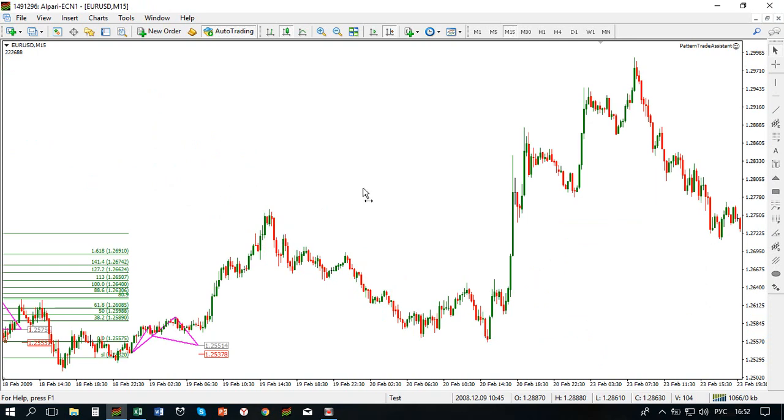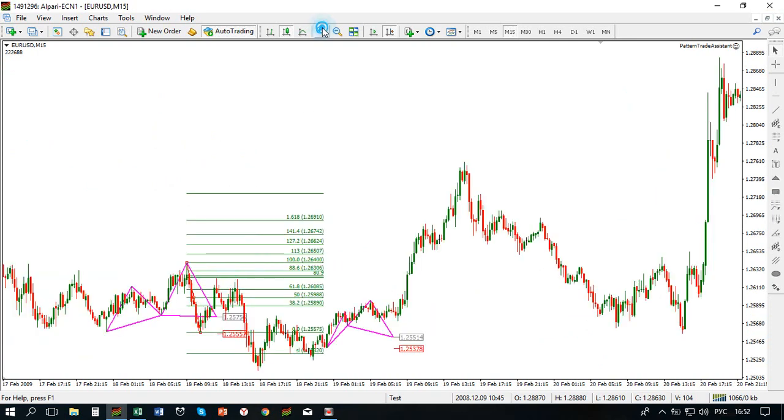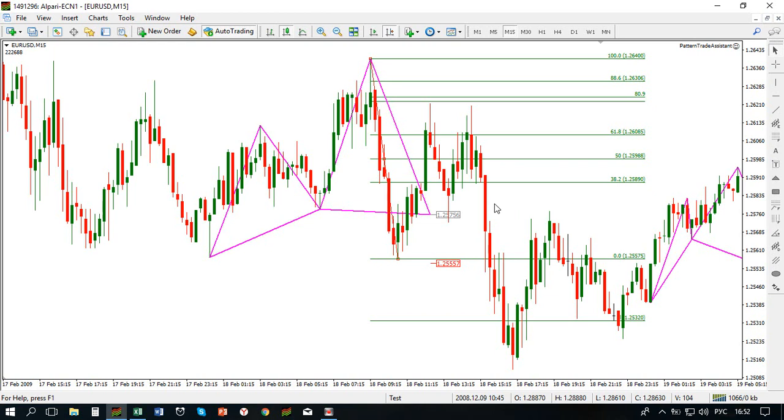Let me zoom it in, and you will see what I mean. So we came close to 382 with that red green candle, then with this red candle we came close to 382. Maybe we would do the break even, and then price comes back and hits that break even.